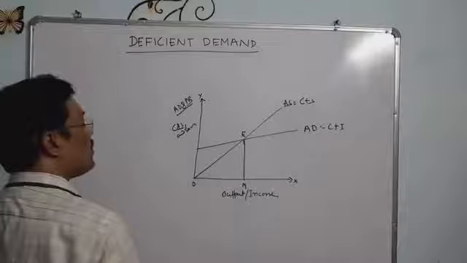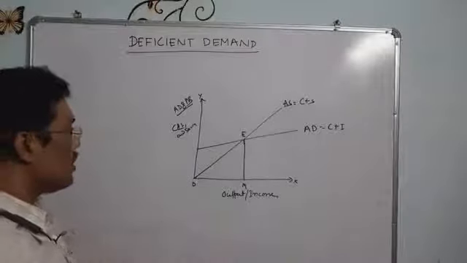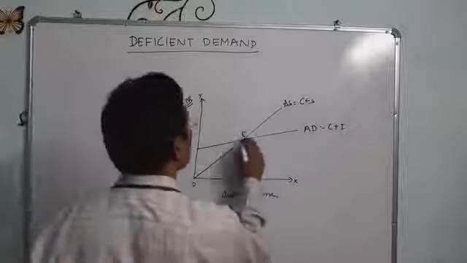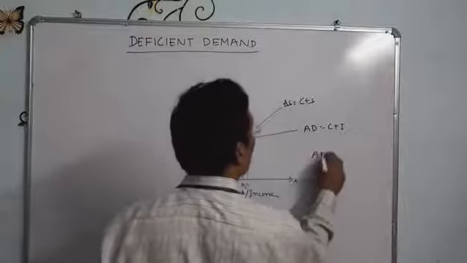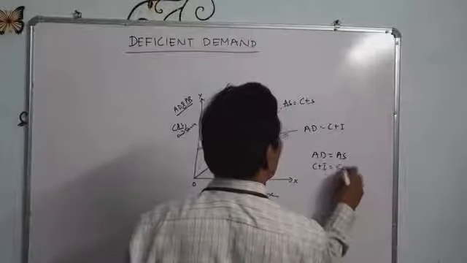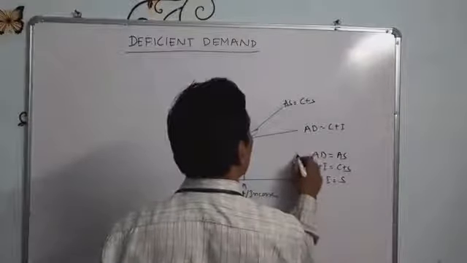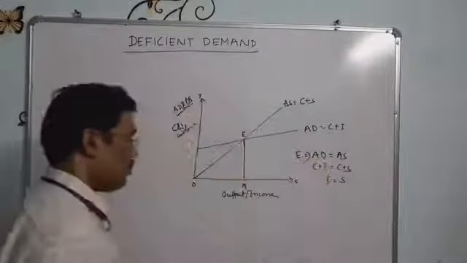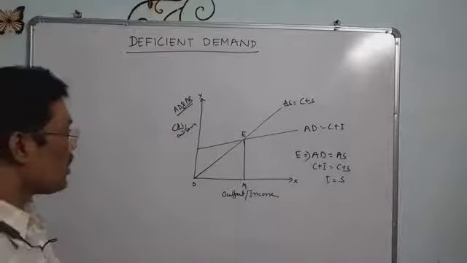Employment is this much and income is this much. At that time, AD is equal to AS. That is, consumption plus investment equals consumption plus saving, and investment equals saving. This is what the E situation implies. So we'll discuss deficient demand.